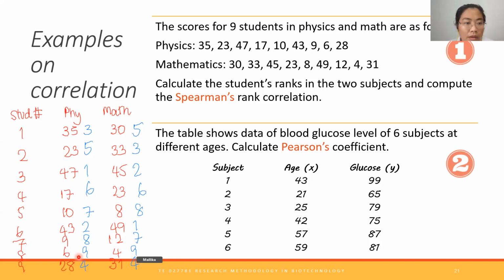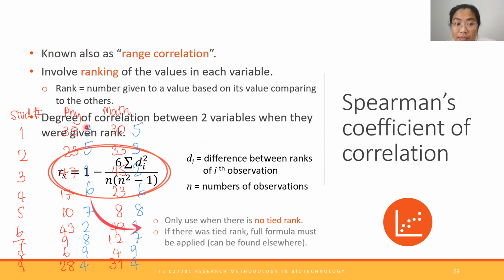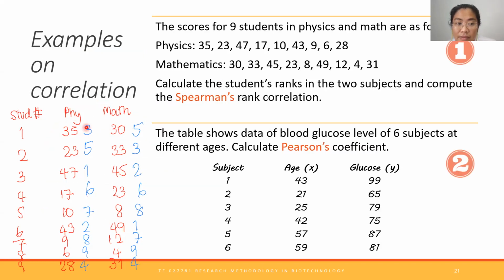Okay, so once you see this, D is the difference between the rankings. So D of the student number 1 is -2, right? Then after that you square and then you get the D square.